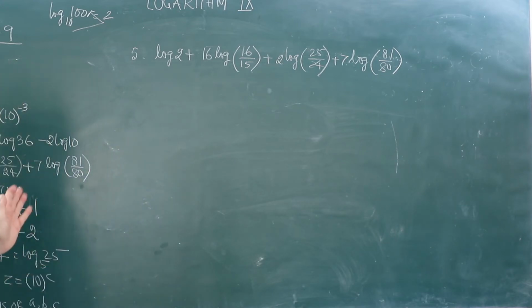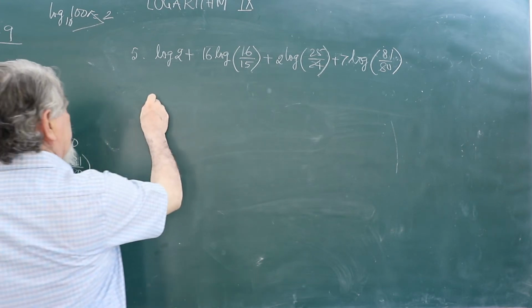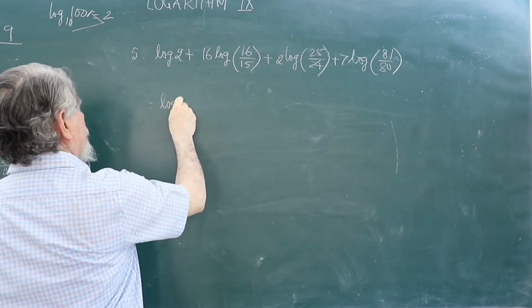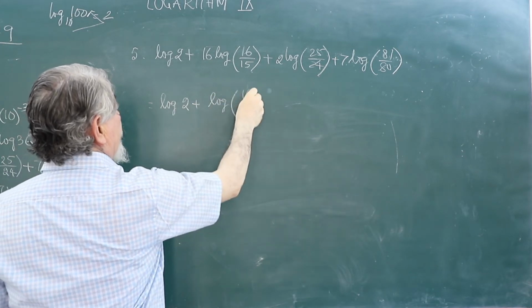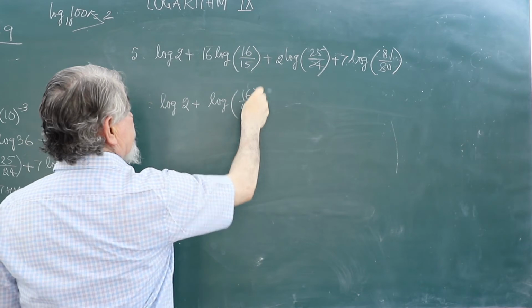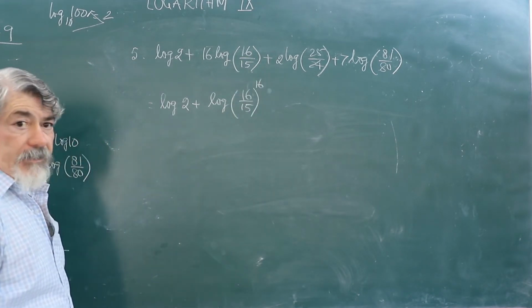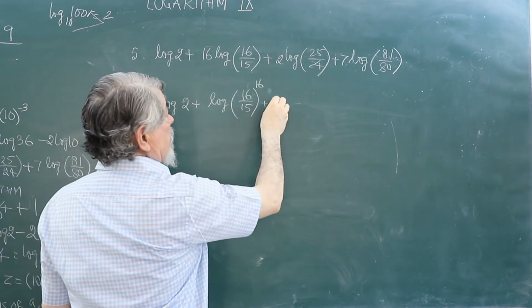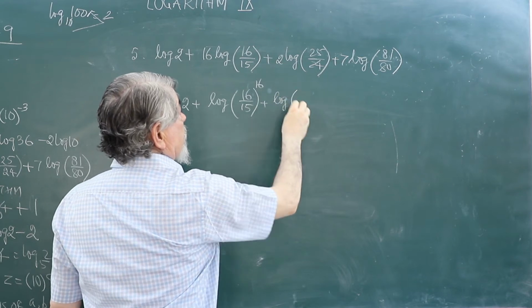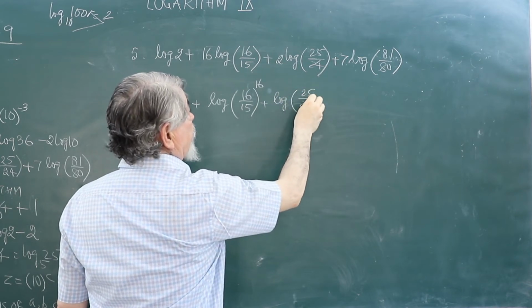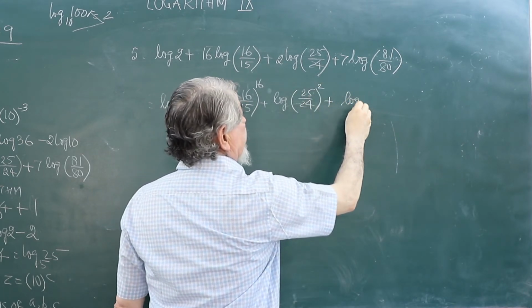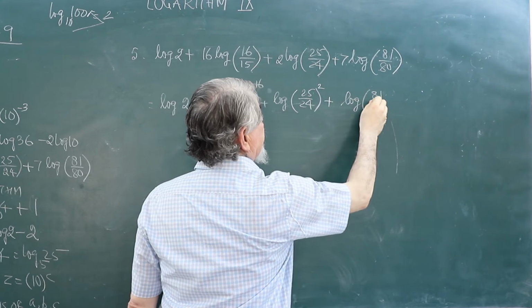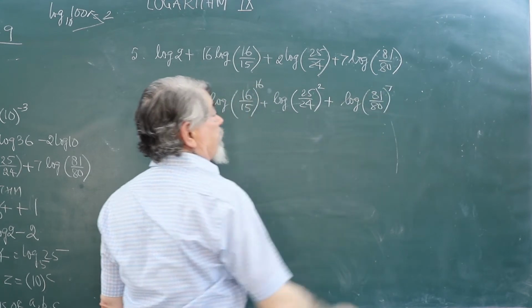Now what are we going to do? We are going to put the multiples as powers. That is log 2 plus log 16 upon 15 to the power 16 plus log 25 upon 24 to the power 2 plus log 81 upon 80 to the power 7.